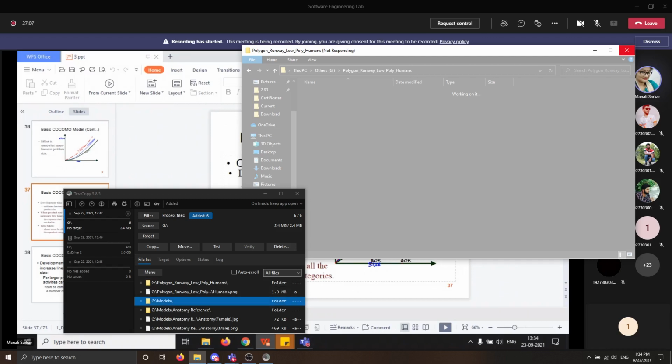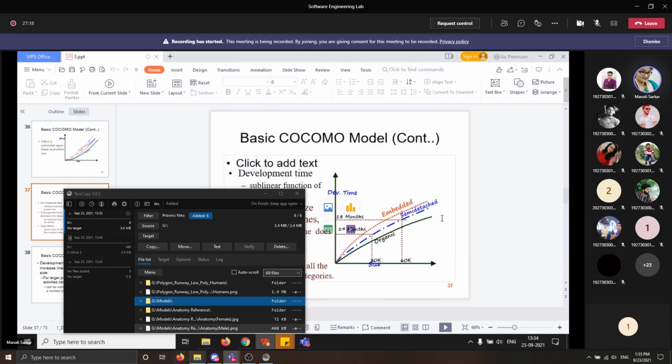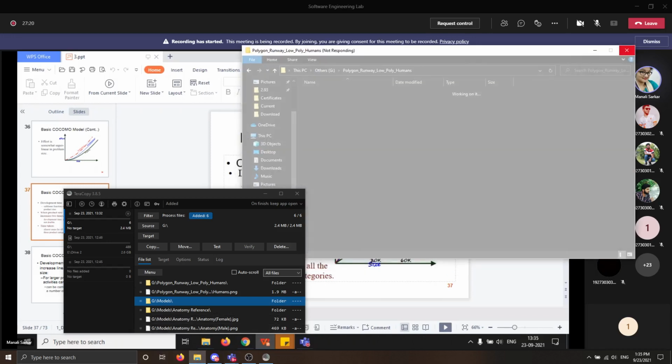When the size of the product increases two times, the time to develop the product does not double but rises moderately. It may appear surprising that the duration curve does not increase superlinearly. The apparent anomaly can be explained by the fact that COCOMO assumes that a project is carried out not by a single person but by a team of developers.